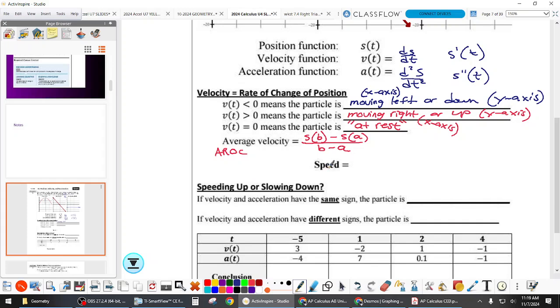Speed. Anybody remember what we've said about speed versus velocity? Speed is absolute value. So velocity, I want you to put this over here. Velocity has a direction.